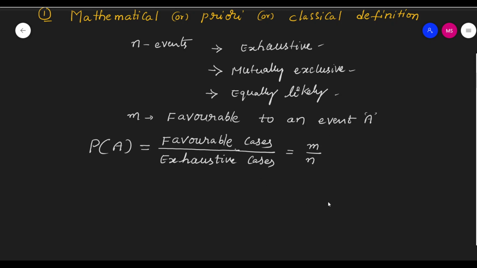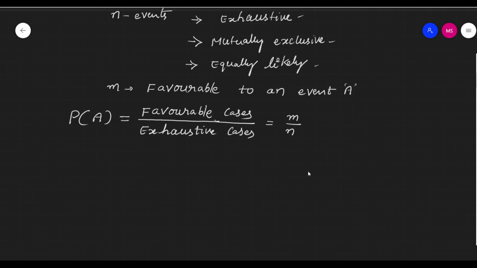The a priori definition was given by the scientist Laplace. The a priori definition was developed by Laplace, so it is also called the Laplace definition of probability. This is the main definition of probability: P of A is equal to m by n.